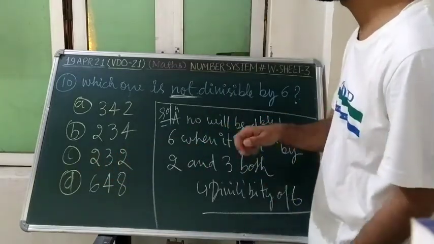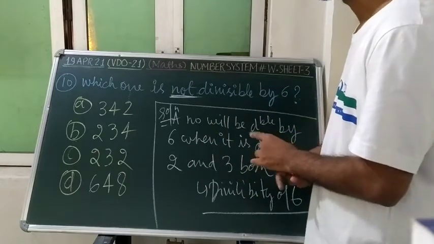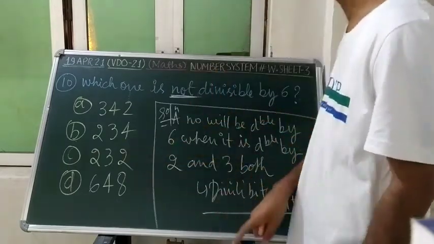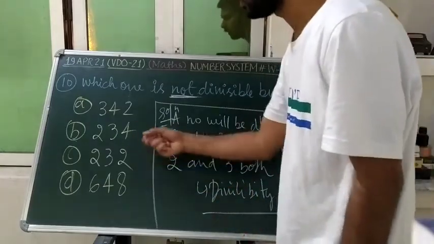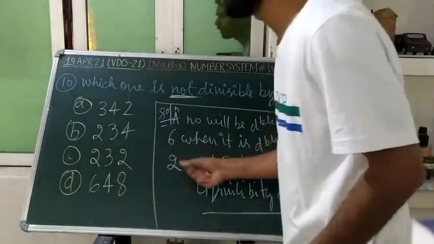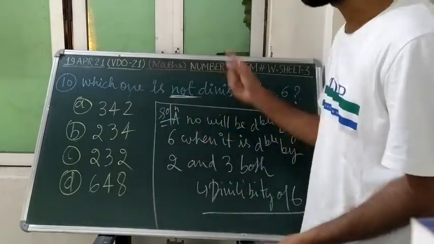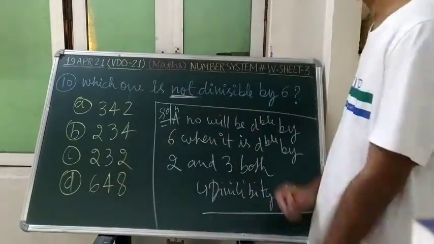7 is not divisible by 3. 3 is not going to divide 7. So this number will not be divisible by 3. It is divisible by 2. Okay. The unit digit is 2, so it will be divisible by 2. But the sum of the digits is coming 7 and 7 is not divisible by 3. So the given number will not be divisible by 3.